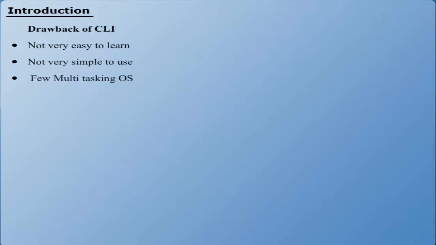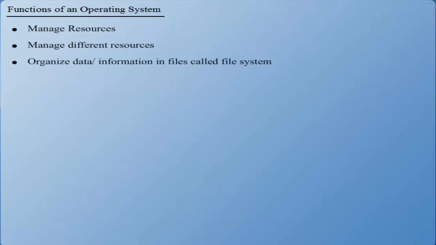Functions of an operating system. Manage resources. One of the major functions of an operating system is to manage the different resources of a computer that include mouse, keyboard, monitor, printer, storage devices or memory, etc. The operating system normally organizes information data into files and is called a file system. The operating systems mostly use hierarchical file system where the files are organized into directories, folders under a tree structure.